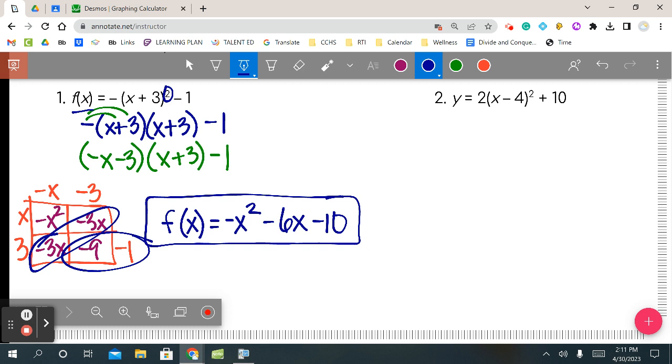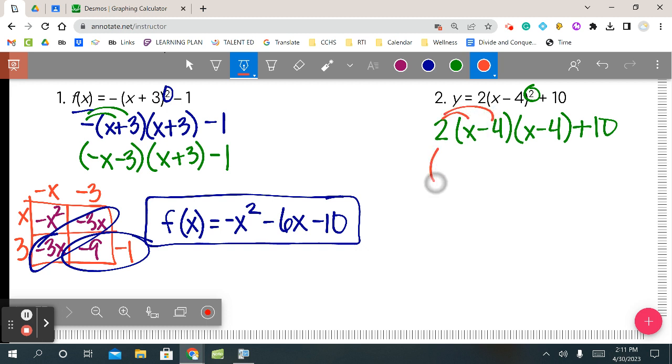Okay, let's go to the next one. So again, this is going to be a super similar process to the one on the front page and number one on this back. So the first thing I see is the little 2, so I'm going to write the parentheses twice. Distribute, so you're going to get 2x minus 4, x minus 4, and then plus 10.